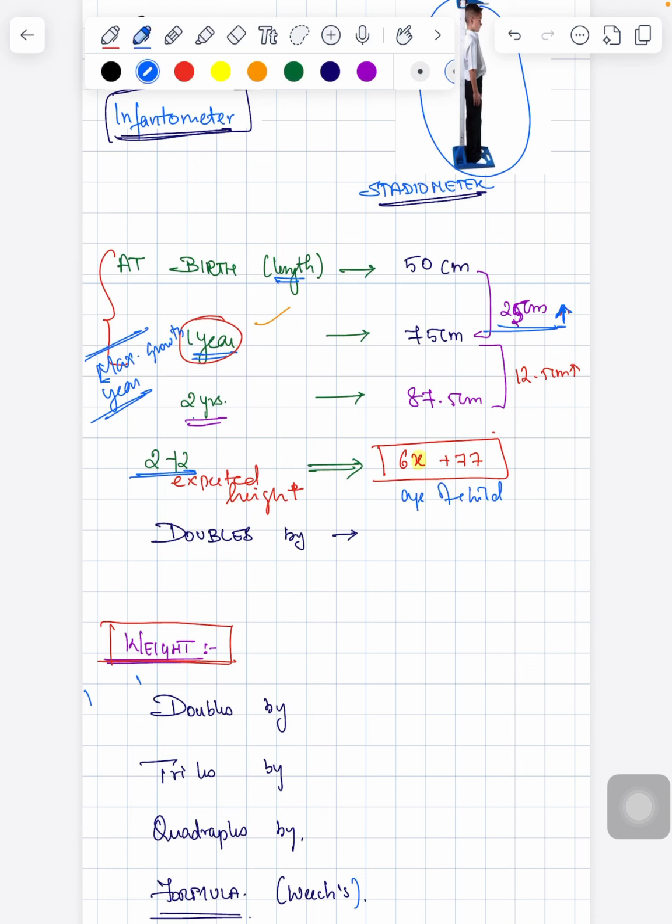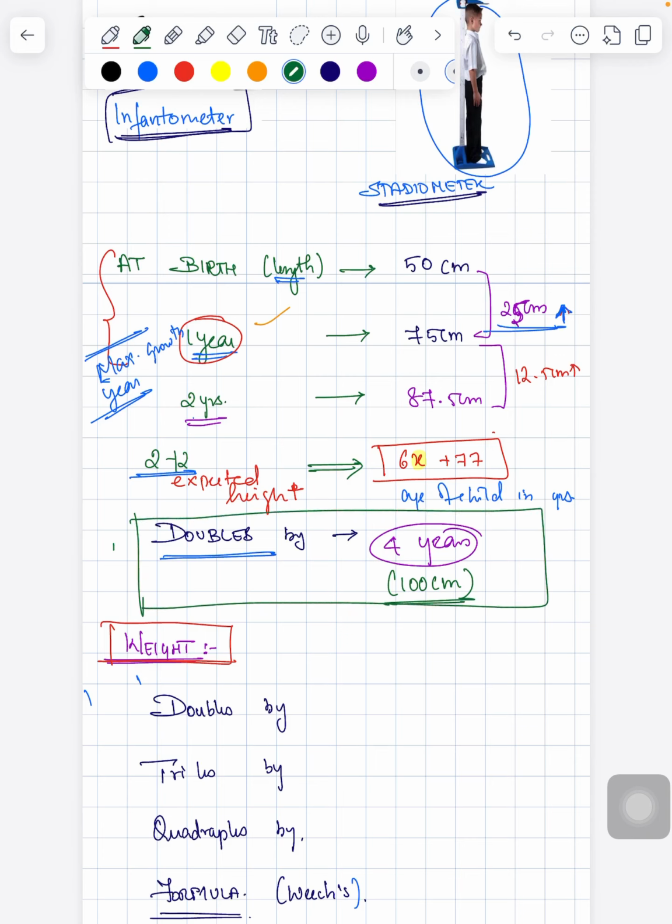Okay. When does the height of the child double? Height of the child doubles by 4 years of age. So what will be the height of the child you have to expect at 4 years? It is 100 centimeter. Okay. So the height of the child will double by 4 years of age. Maximum growth in height will occur in the first year of life. This is regarding your length and height.